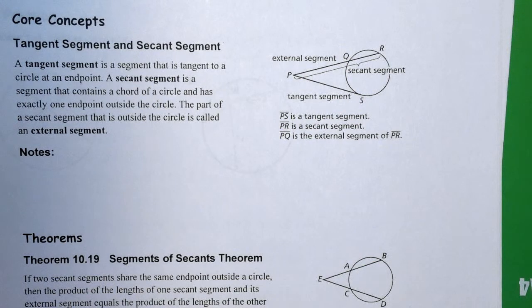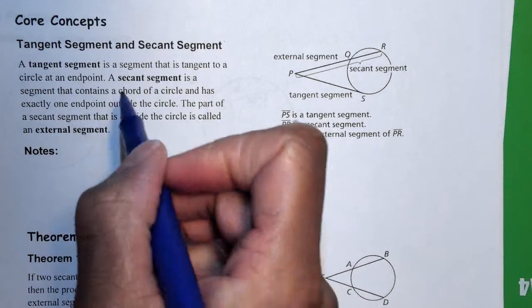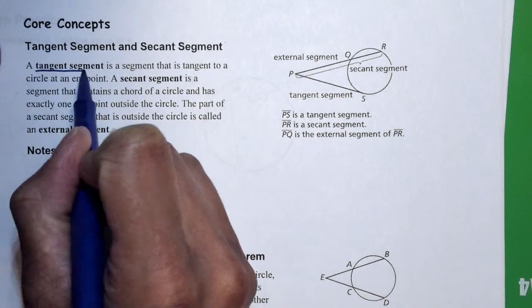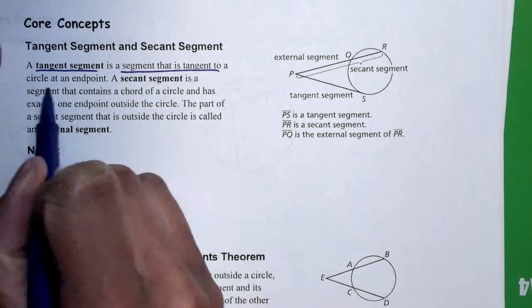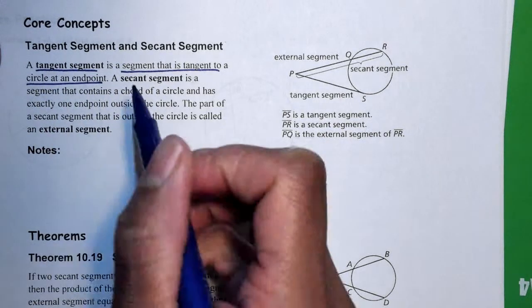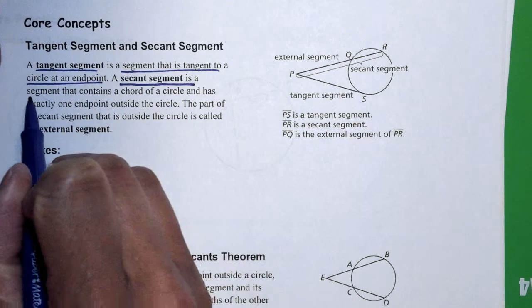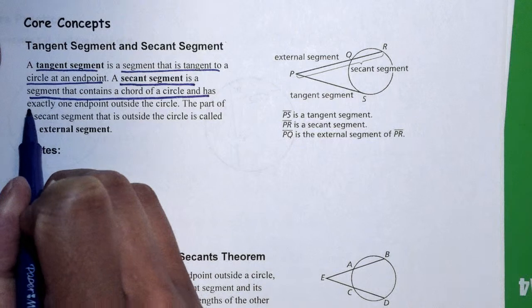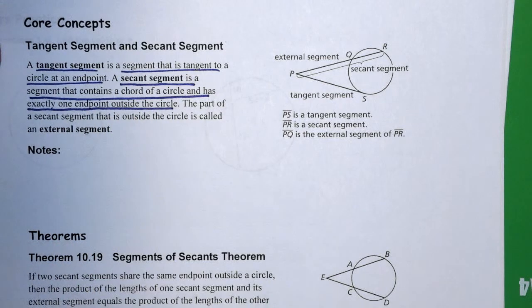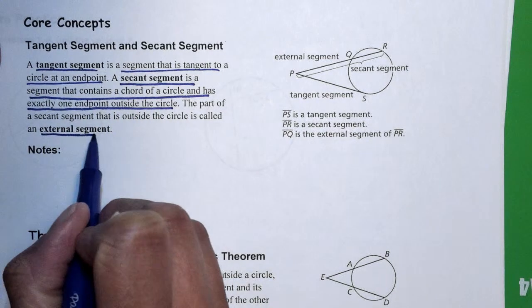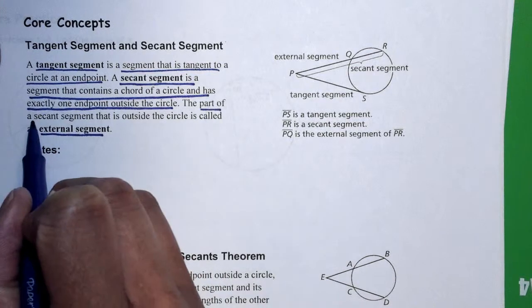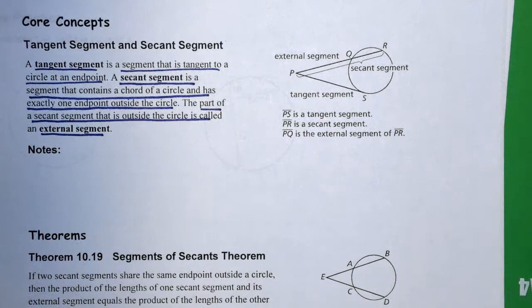So our next page talks about some core concepts that we discussed earlier and we wrote definitions for. We have a tangent segment and secant segment. The tangent segment is tangent to the circle at an endpoint. The secant segment is a segment that contains a chord of a circle and has exactly one endpoint outside the circle. And then we have the external secant, which is the part of the secant that's outside the circle.